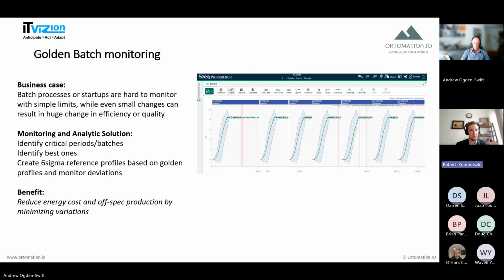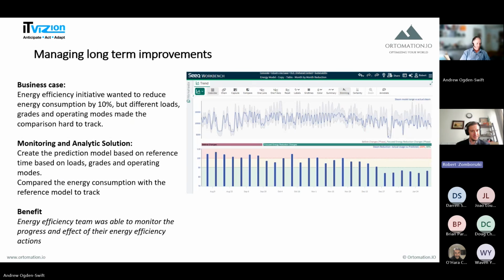Okay, and let's go to the last one, I think, and this is about managing long-term improvements. So in this case, what is on the screen, the topic was that one plant wanted to make an energy efficiency initiative. They wanted to reduce their energy consumption by 10%, but they had so many different grades, loads, operating modes that they couldn't tell what is the actual number that they want to reach. They just wanted to, we have to reduce this by 10%.